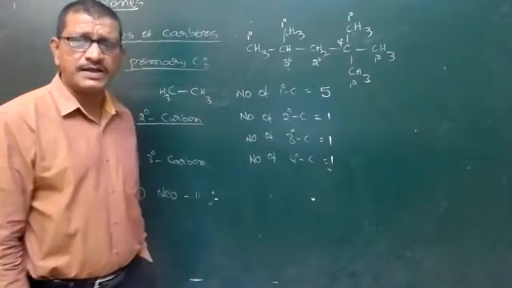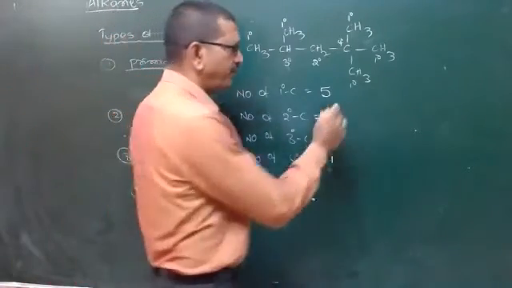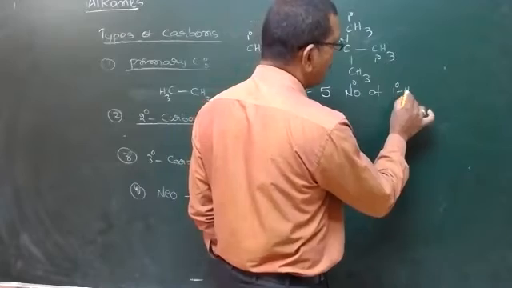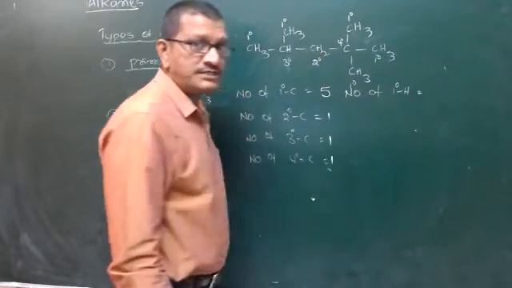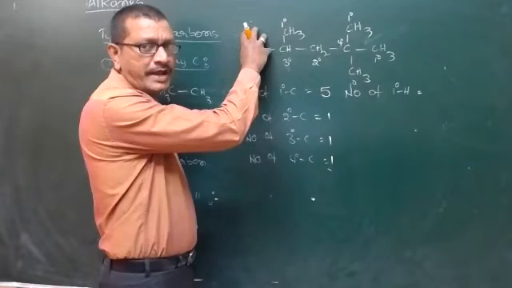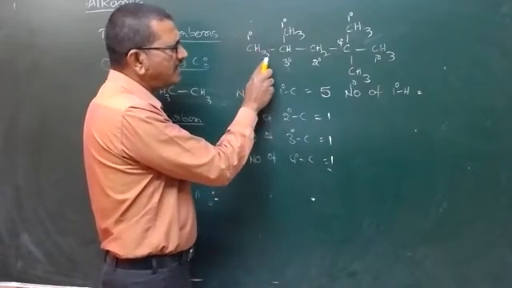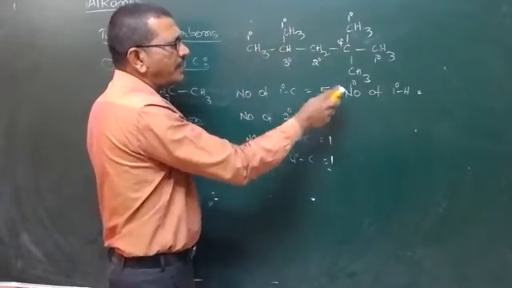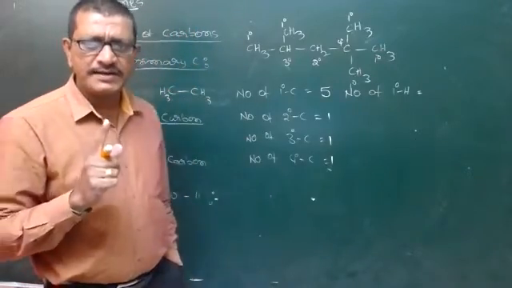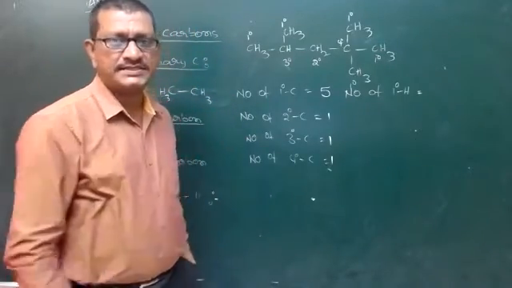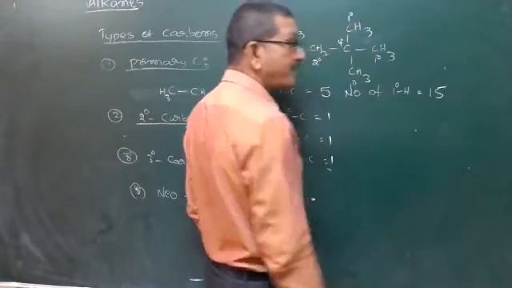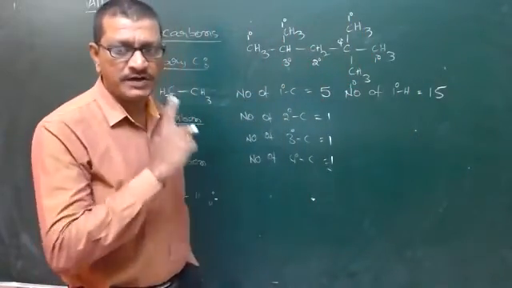Then based on this, they will ask one question: the number of primary hydrogen atoms. The hydrogens present on primary carbon are known as primary hydrogens. How many hydrogens are there? 3, here 3 and 3, 3, 3. Each primary carbon is linked with 3 hydrogens, so finally it is 15. 15 primary hydrogens are present in this molecule.